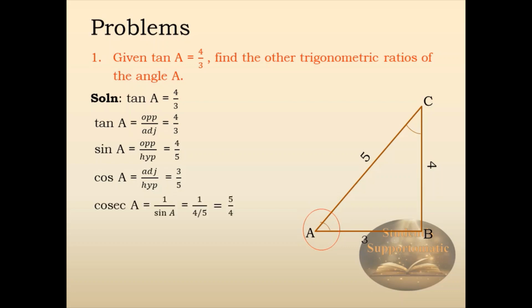The next ratio is cosecant A. Cosecant A is equal to 1 by sin A. Therefore that is equal to 1 by 4 by 5, which is equal to 5 by 4.